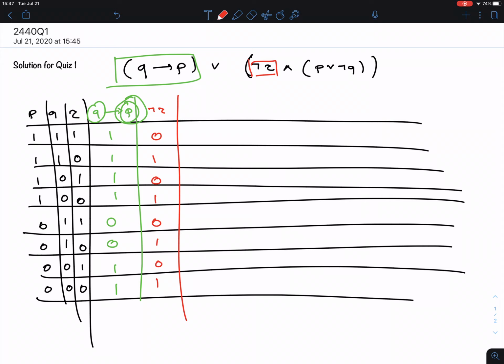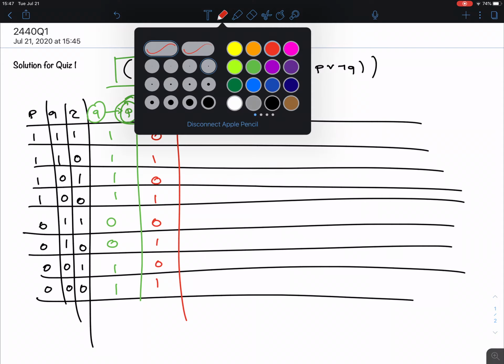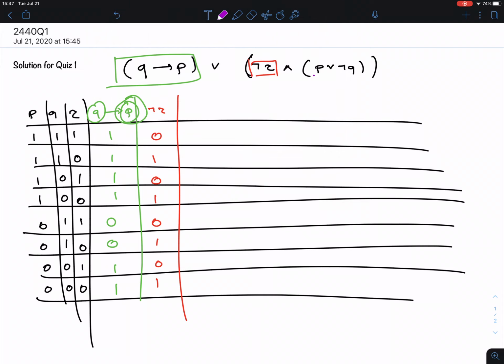Okay. And then the next part, I'll do them all in different colors so that you can follow, is, well, we want to do this, but for that we actually need first not Q. Let me do that in red too. So this not Q here. So again, switching the digits, 0, 0, 1, 1, 0, 0, 1, 1.